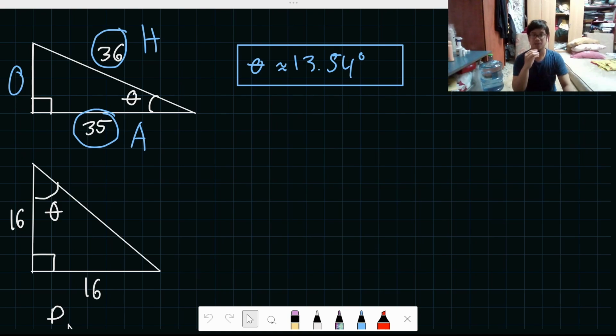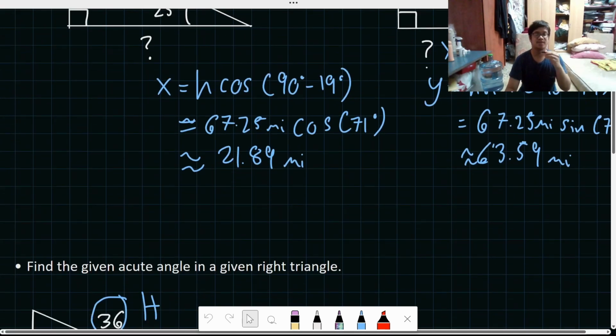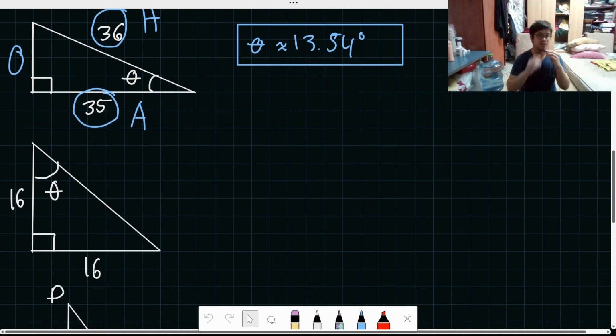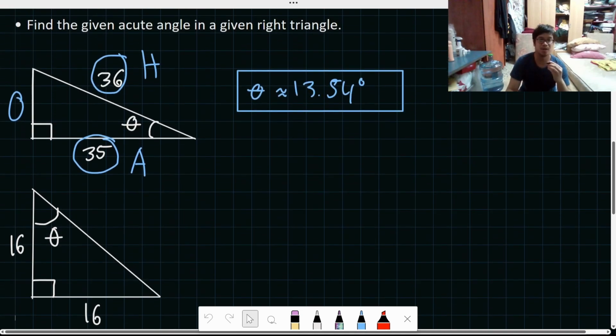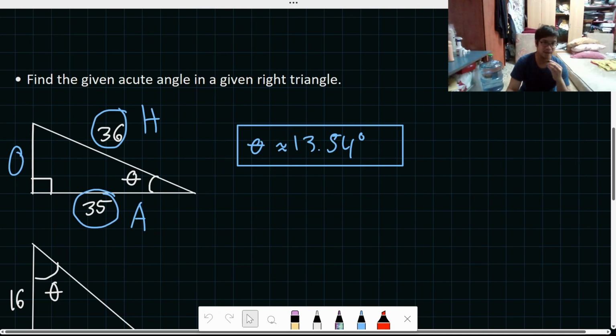So let's go back now to the second part of our test 5, if I'm correct. Is it test 5? Let me check. Yeah, test 5 of right triangle trigonometry. So now let's continue answering these problems. In this problem, we find the given acute angle in a right triangle.